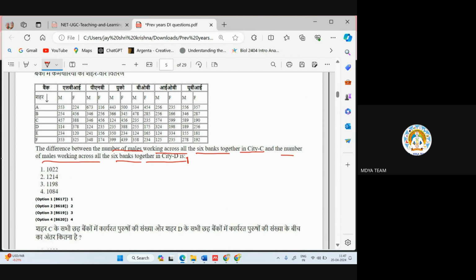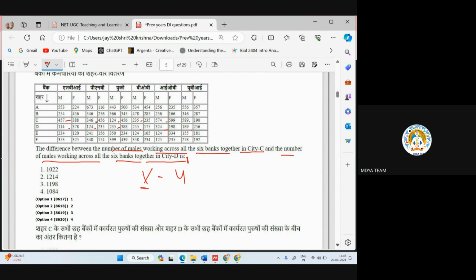You have to find the difference, just x minus y. X is the number of males working across all the six banks in city C. In city C, the number of males working across all the banks, this number you will add. And you will also add the number of males working in city D. Okay, so you will add these values.